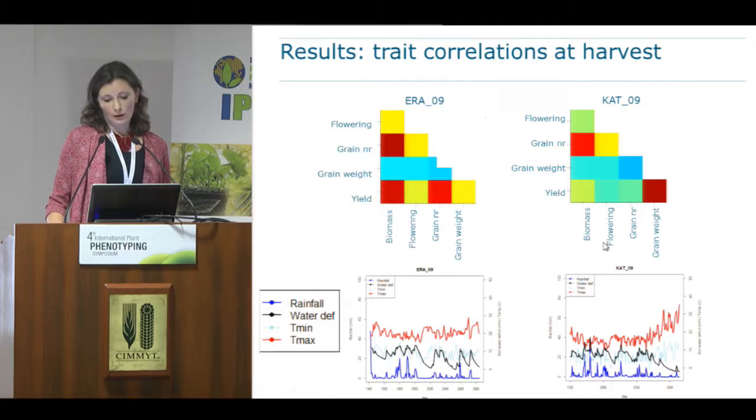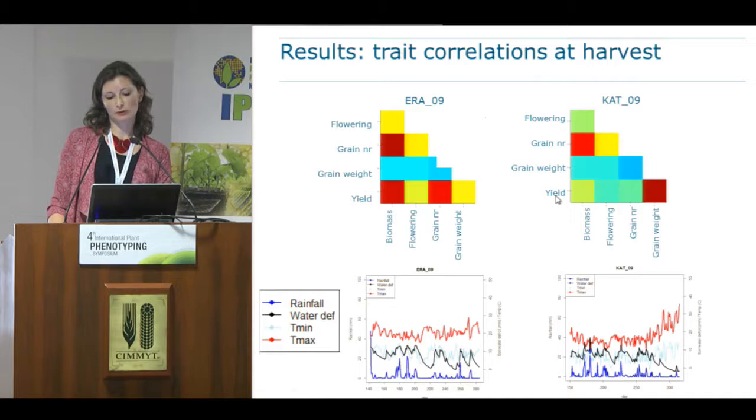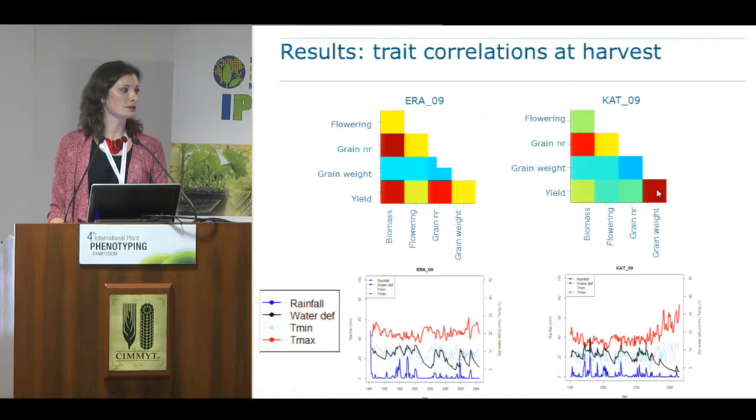In a second environment, we did have a thermal stress during grain filling, we see that the correlation between yield and biomass drops, and the yield differences are mainly explained by differences in grain weight. So we have two scenarios in which a different trait is responsible for inducing differences in yield.